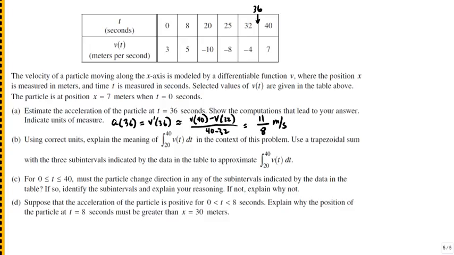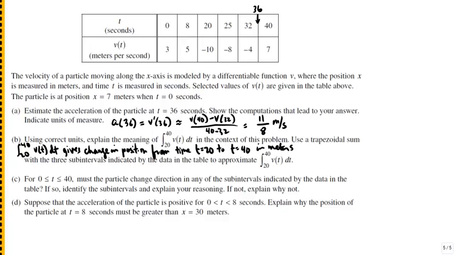Now, part B, we want to, using correct units, explain the meaning of the integral from 20 to 40 of v of t dt in the context of this problem. So the integral from 20 to 40 of v of t dt quite simply is going to give the change in position from time t equals 20 to t equals 40 in meters. A definite integral gives you a change in the underlying function. So if v is the derivative of position, then the integral of v over a given interval of time is going to give us the change in position over that time.